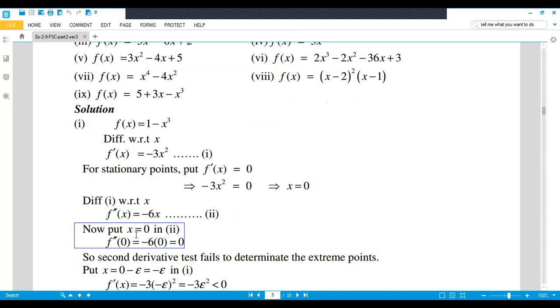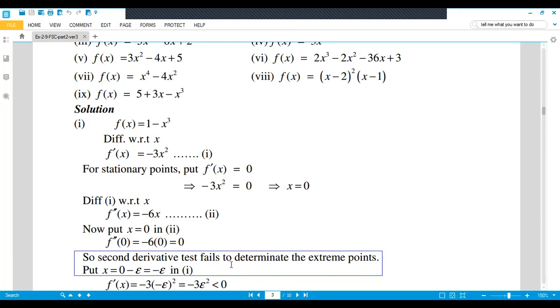Now again you put x equal to 0 in the second derivative. So minus 6 into 0, you will get 0. So the second derivative test fails. To determine the extreme point from the second derivative, again we get 0. So it means that it fails to find the extreme point, because when we solve the other functions, you will check that from the second derivative we will get some constant value, but here we get 0. So it means that the second derivative test failed.